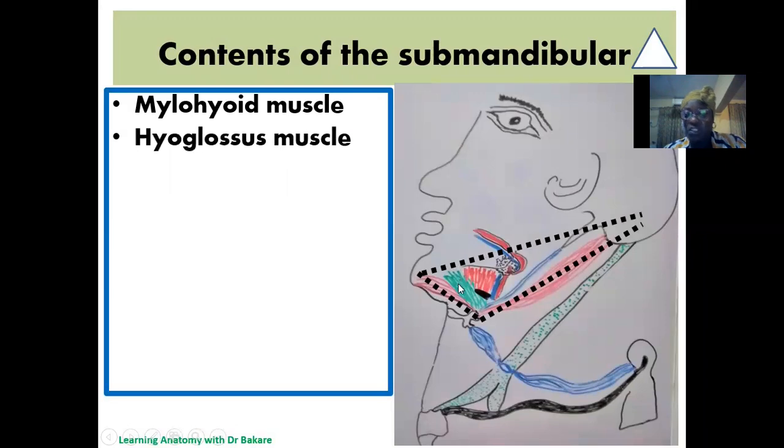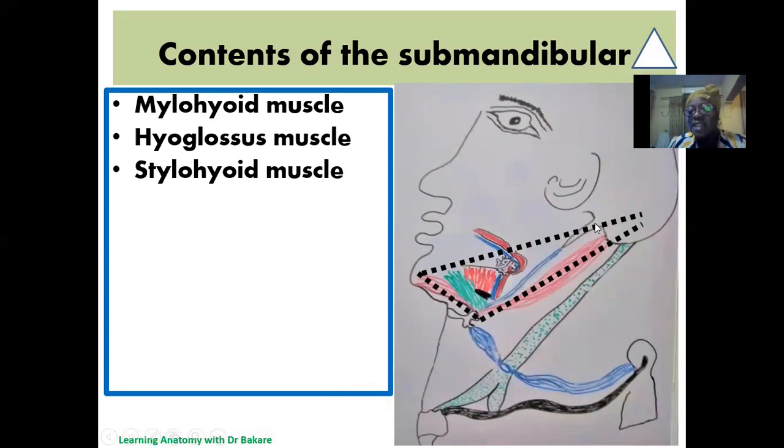Also, we have the hyoglossus muscle. So we have the hyoglossus muscle located close to the mylohyoid muscle. So this is the mylohyoid muscle, and this is the hyoglossus muscle located beside it, extending from the hyoid bone up to the tongue. Then we have the stylohyoid muscle. The stylohyoid muscle, remember when we talked about our temporal bone, we talked about the styloid process, basically for attachment of muscle. The stylohyoid muscle connects the styloid process of the temporal bone to the hyoid bone. And of course, it runs very close to the posterior belly of the digastric. This is the stylohyoid muscle.